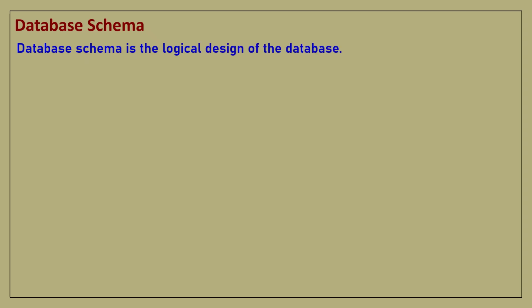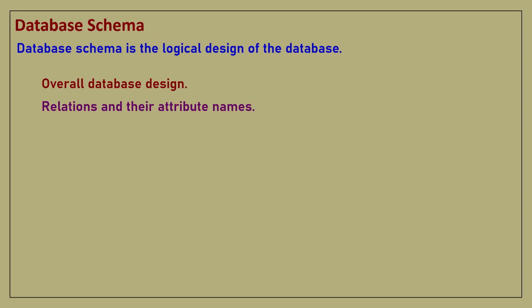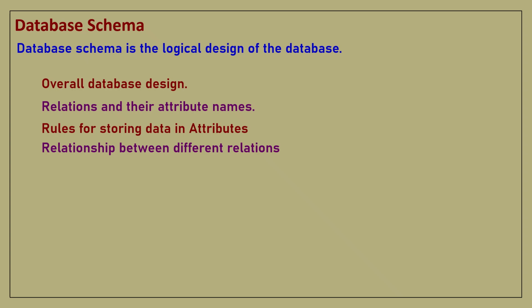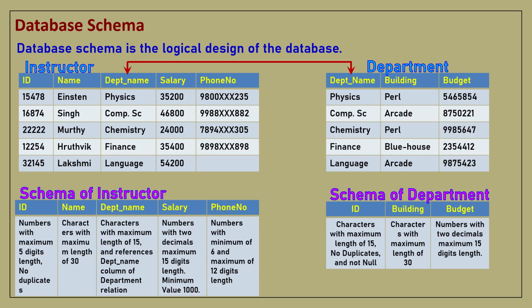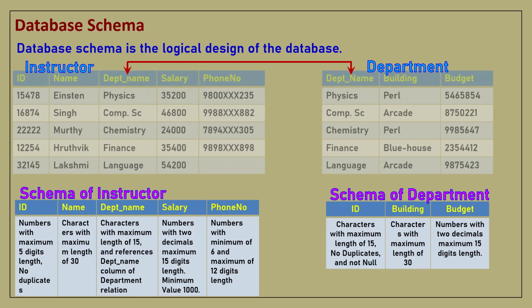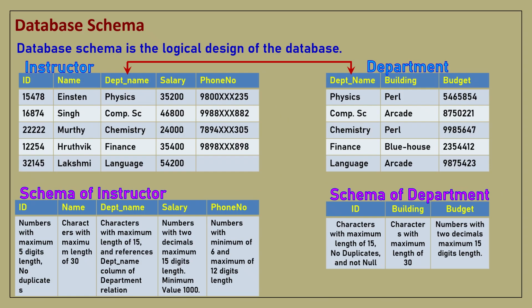Database schema is the logical design of the database. Database schema refers to overall database design, relations and their attribute names, rules for storing data in them, relationship among different relations, etc. You can observe in the example that the schema of the instructor relation contains the rules for the data to be stored in each attribute and also the list of attributes. Database schema may include more information than the one in the example. However, the example gives an overview and is limited to a relation. The database instance is a snapshot of the data in the database at a given instant of time. The collection of all tables along with data in them refers to the database instance.